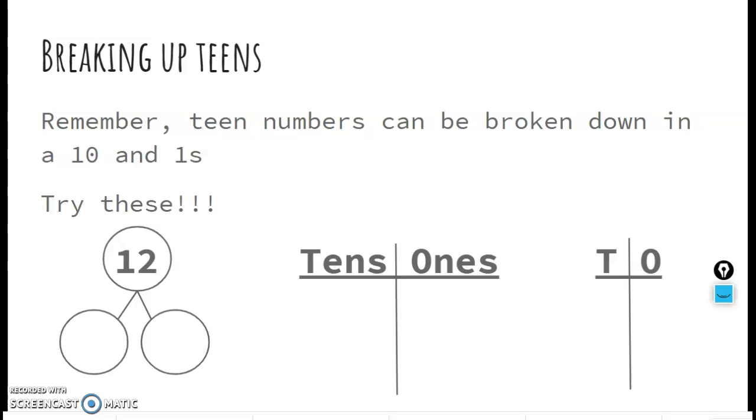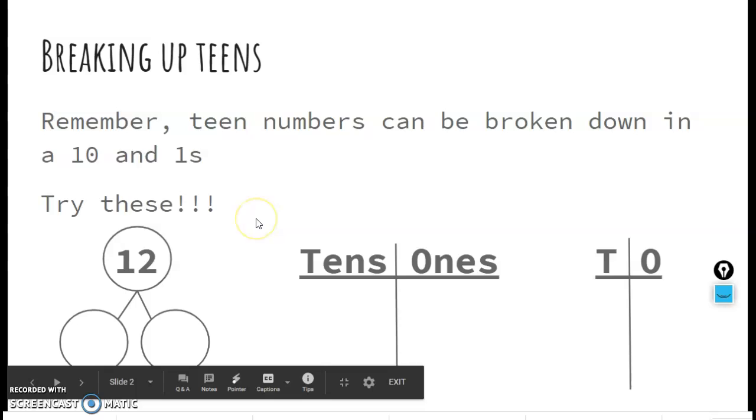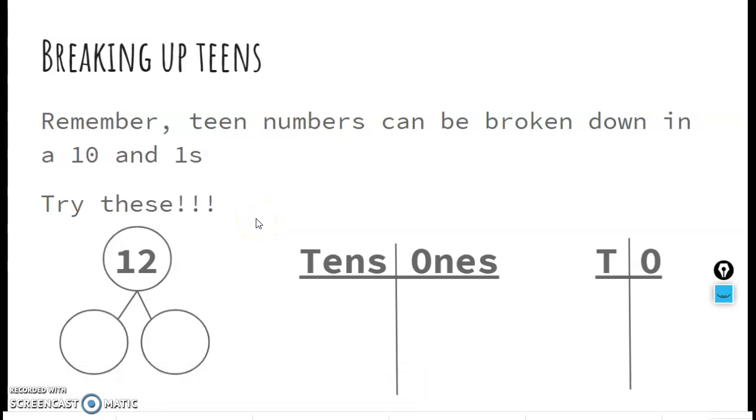Here we go. So just to review quickly, remember teen numbers can be broken down into a 10 and ones. So let's try these together. For example, we have the number 12 here that we want to break up. So 12 can break up into a 10, and what would the digit or the ones be? 2. Nice job.